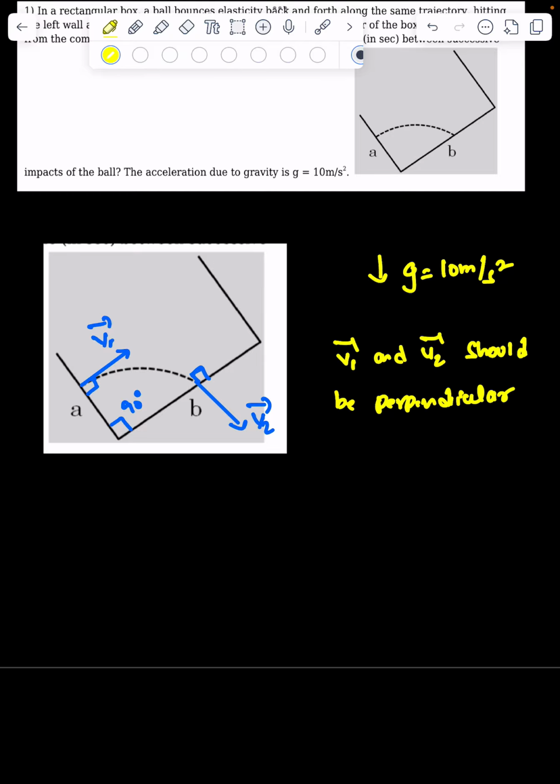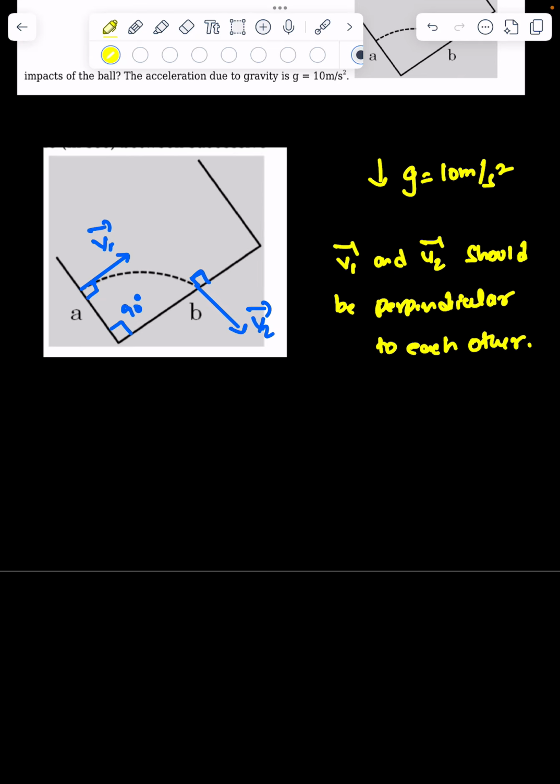The angle between two lines will be equal to the angle between the normals. Like that also we can ensure that V1 bar and V2 bar should be perpendicular to each other. So first of all, V1 bar is perpendicular to V2 bar. This is the first thing we can understand from the statement of the problem.